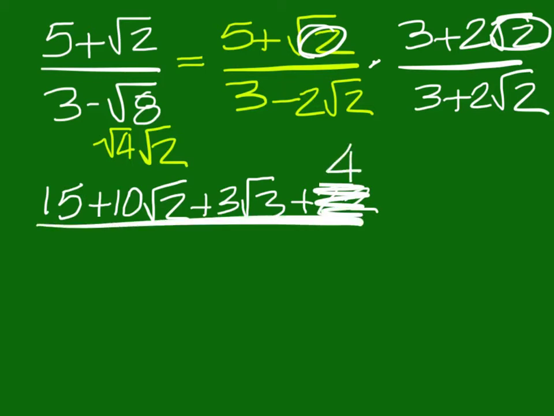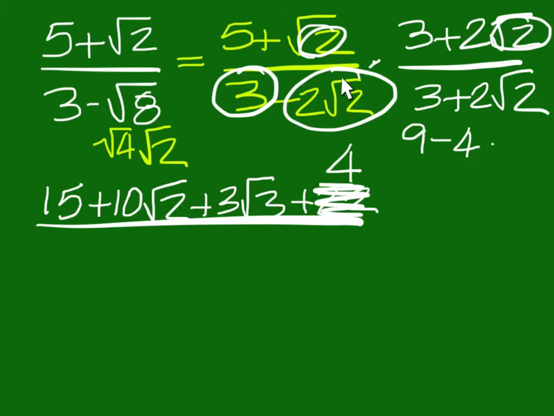And then on the bottom, 3 squared is 9. 2 square root of 2 times itself. You have to do 2 squared first, which is what? 4. So we'll put down minus 4 times something. Square root of 2 squared is what? 2. So it's really 9 minus 8, which is a 1 that goes on the bottom.